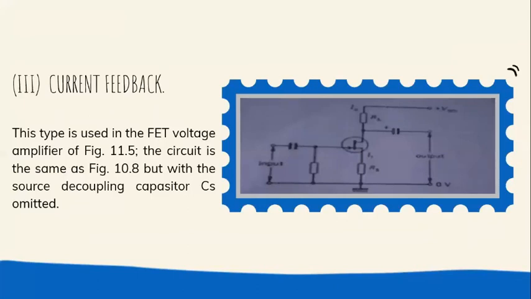And the current feedback. This type is used in the FET voltage amplifier of Fig 11.5. The circuit is the same as Fig 10.8, but with the source decoupling capacitor CS. Next, please.